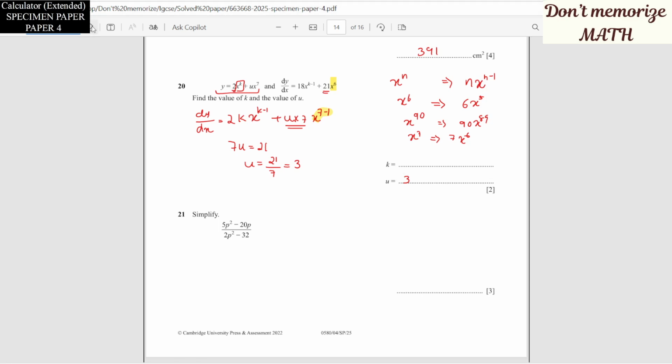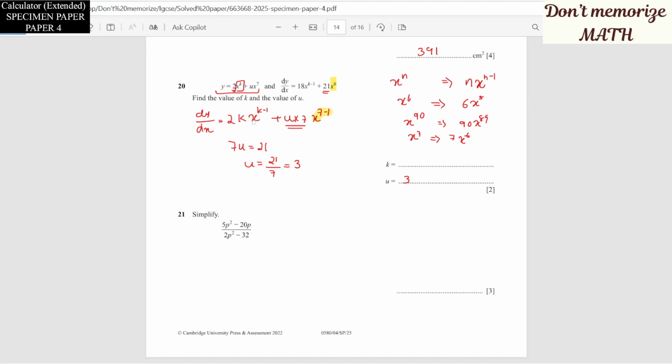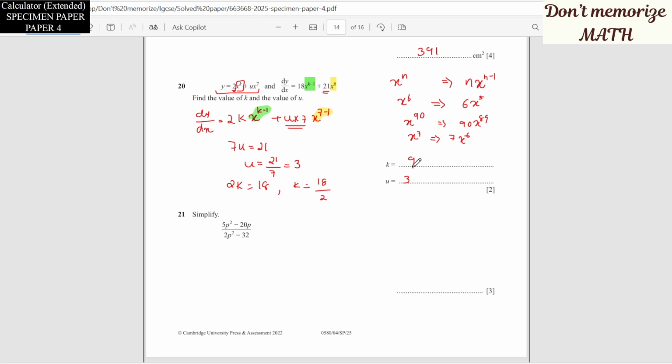Next one, I will change the color. We'll compare x raised to k minus 1. What is the coefficient here? Here it is 18, here it is 2k. So you can write 2k is equal to 18, so k will be equal to 18 over 2, that is 9. So we get k is equal to 9 and u is equal to 3. I hope this part is clear for you. So we will move to the next question.